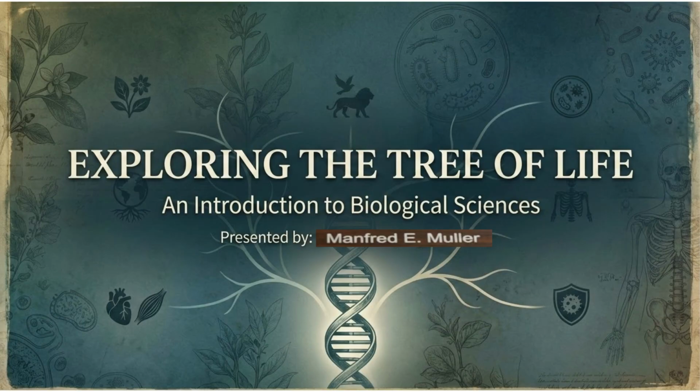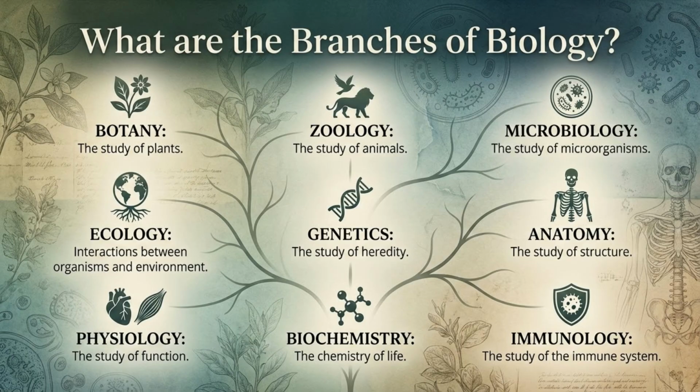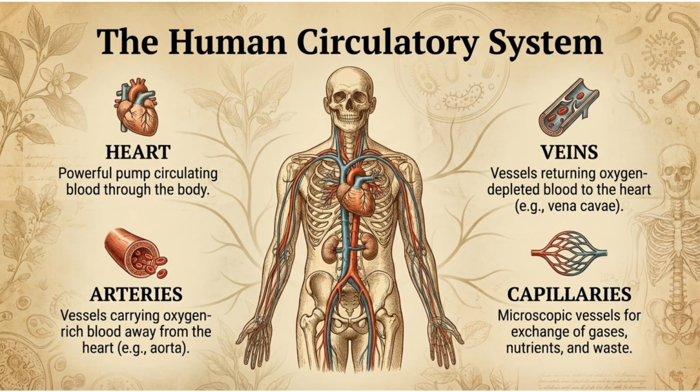by Manfred E. Muller. Biology encompasses many fields, including botany, zoology, and microbiology. Other branches include ecology, genetics, anatomy, physiology, biochemistry, and immunology. The human circulatory system transports blood, oxygen, nutrients, hormones, and waste. Key components are the heart, arteries, veins, and capillaries, each playing a vital role in circulation.